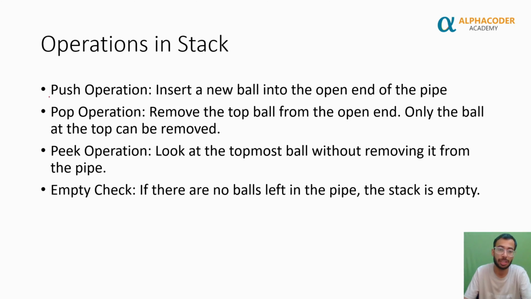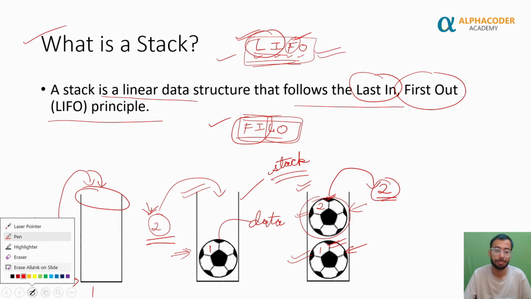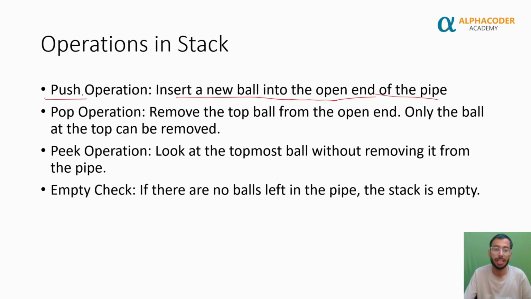So the first operation is the push operation. As the name suggests, we insert a new ball into the open end of the pipe, that's it. You can see here we have performed the push operation when we pushed this first ball inside the pipe. This is the push operation that we have made, and we have got this resulting stack.